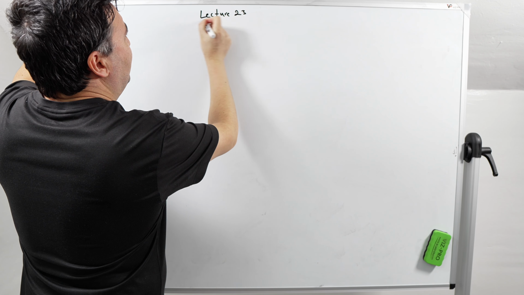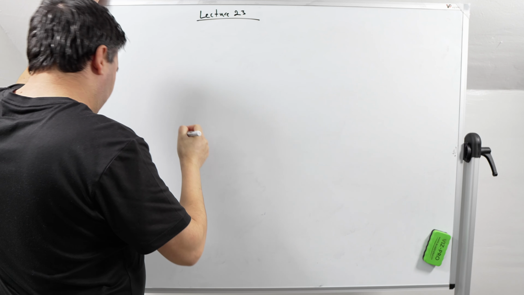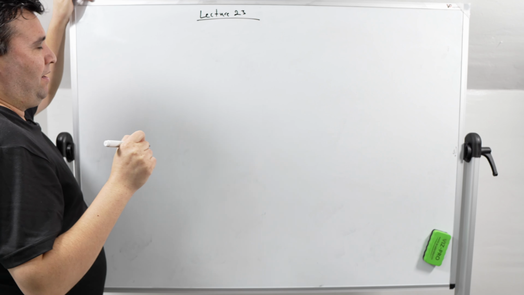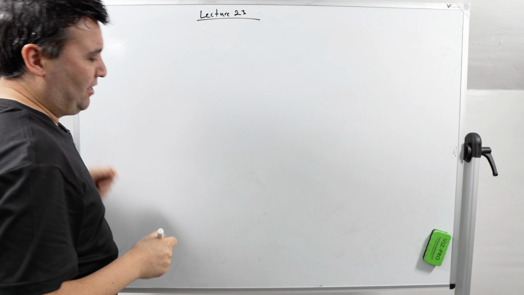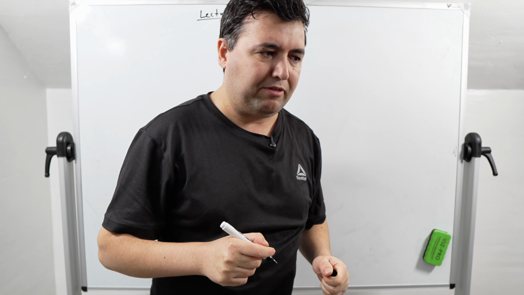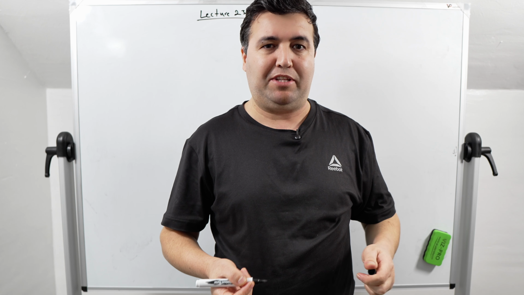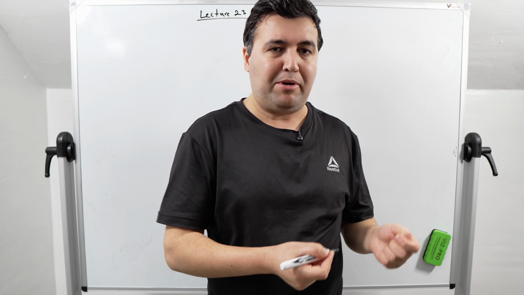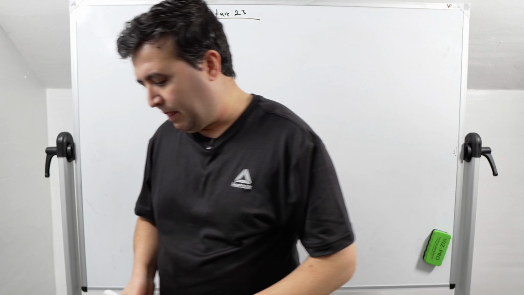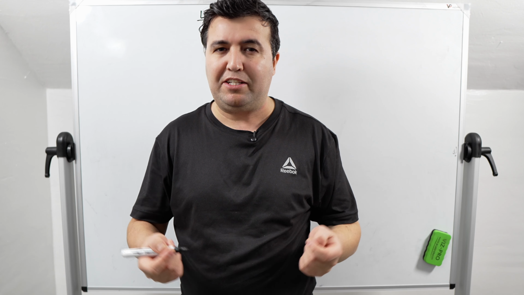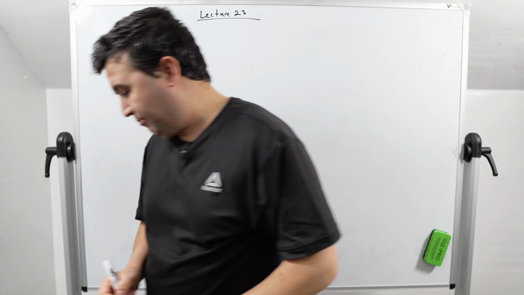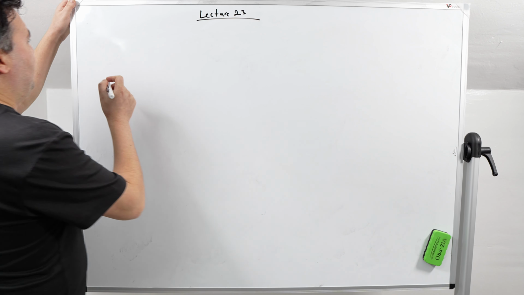Lecture 23. We write a program which asks the user to enter a number, and our program checks if that number entered by the user is an even number or an odd number. We implement this logic using an if-else statement. So let's write our program.